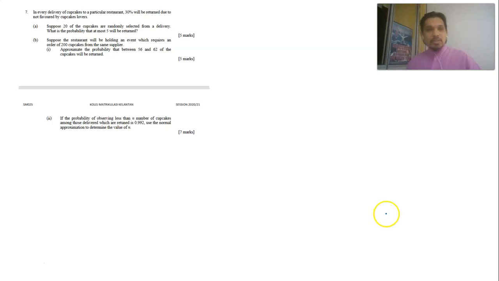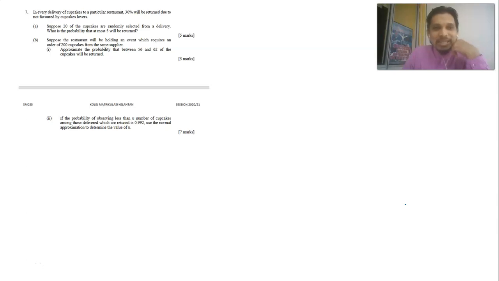Okay, next question, the last final question here is question 7. In every delivery of cupcakes to a particular restaurant, 30% will be returned due to not being favored by cupcake lovers. Suppose 20 of the cases are randomly selected for delivery. What is the probability that at most 5 will be returned?